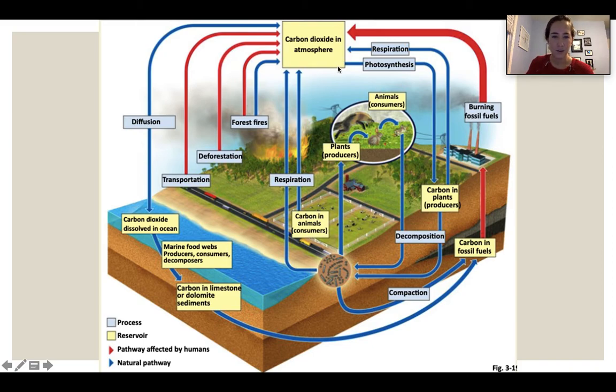our plants. So through photosynthesis, carbon dioxide is fixed into plant biomass. From there, it can be consumed by animals. It can be consumed and turned into animal biomass, which then can die and get compacted and turn into fossil fuels again. We also see carbon that is in our consumers being respired through cellular respiration. We put off carbon dioxide, so that's going to be going back to the atmosphere as well.